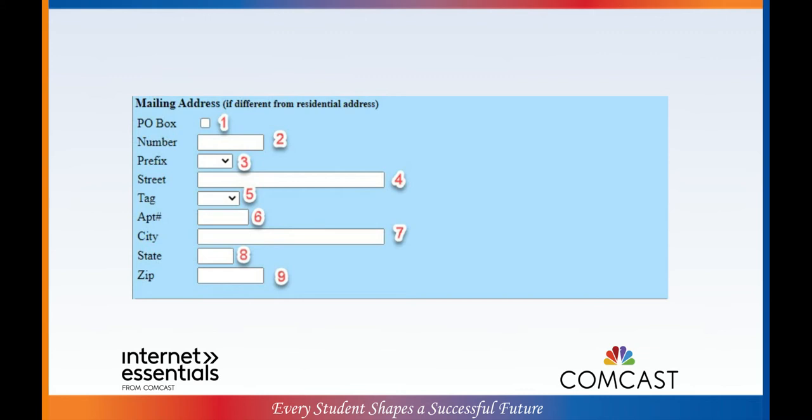Box 1 is to indicate that the address is a P.O. box. Box 2 is the street number. Box 3 is the street direction, such as East. Box 4 is the street name. Box 5 is the street type. Box 6 is the apartment number, if applicable. Box 7 is the city. Box 8 is the state. And box 9 is the zip code.